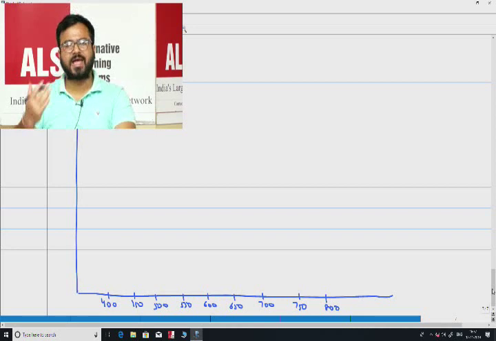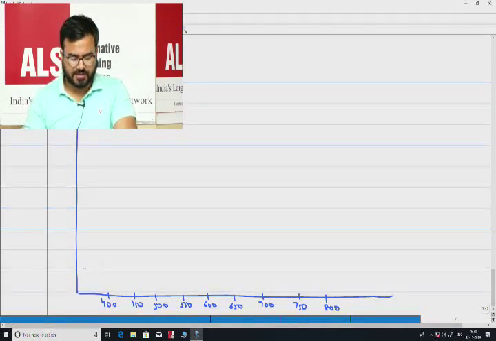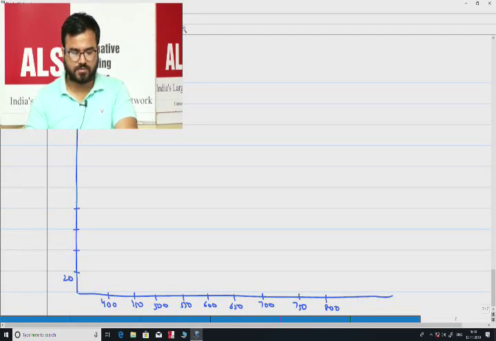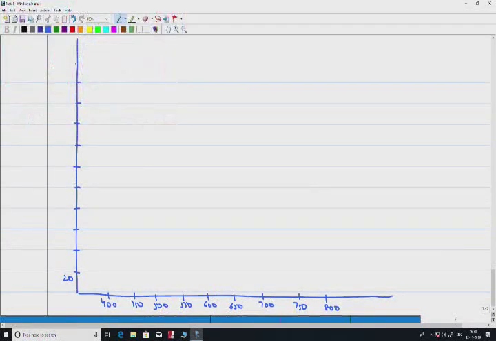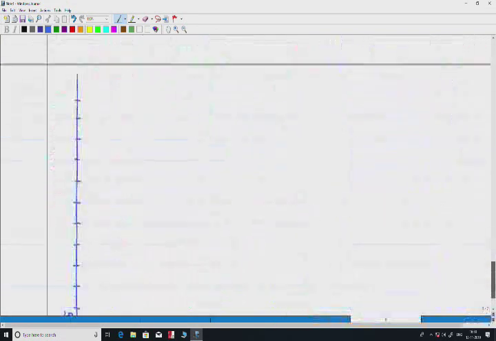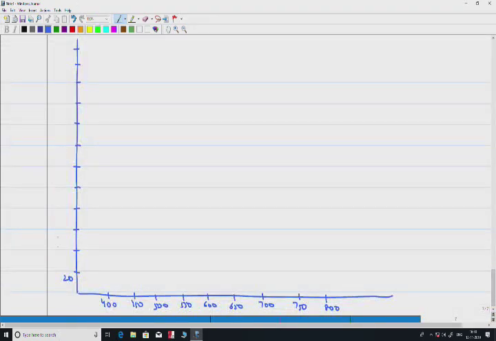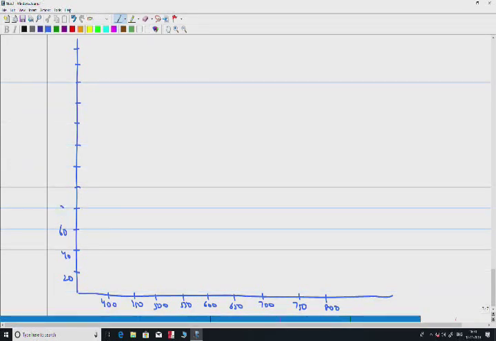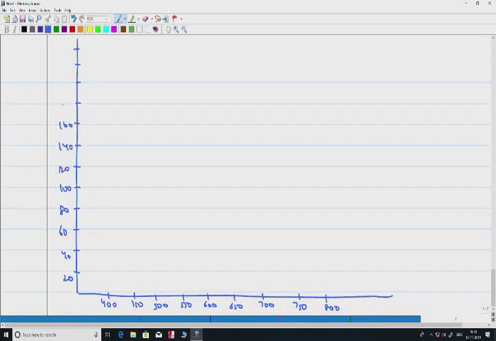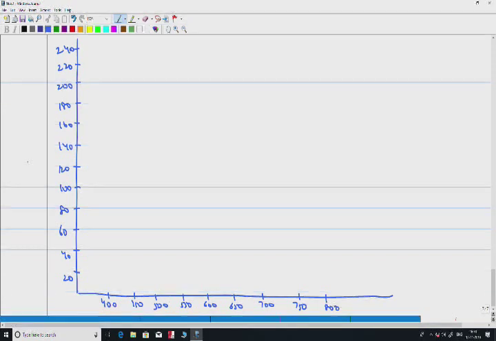We can make a gap of 20 also. So we can start with the minimum 20. Because we have to go up to 220 maximum. Yeah, so it will be satisfied. So this is 20, 40, 60, 80, 100, 120, 140, 160, 180, 200, 220 and 240. So this is the cumulative frequency we have drawn.